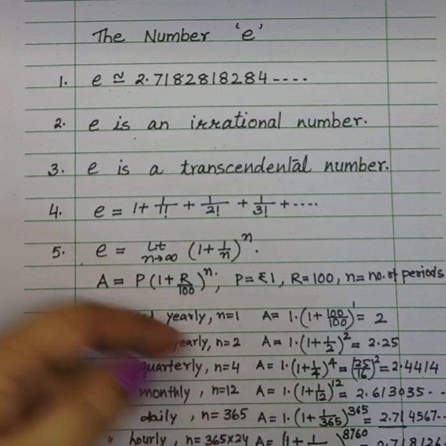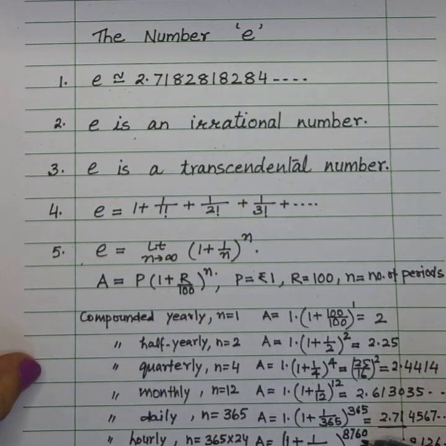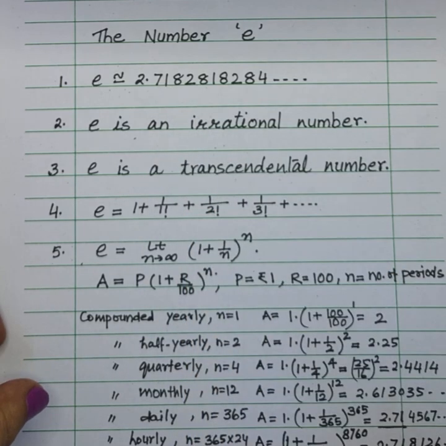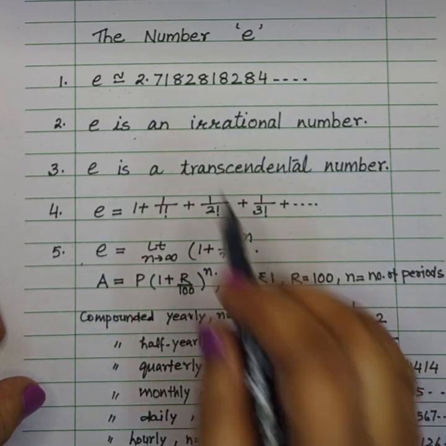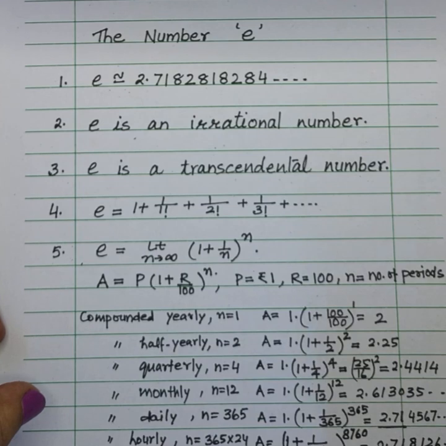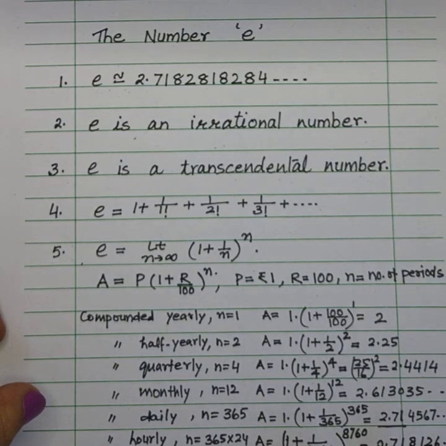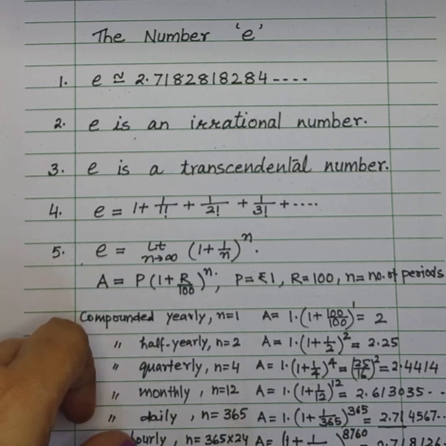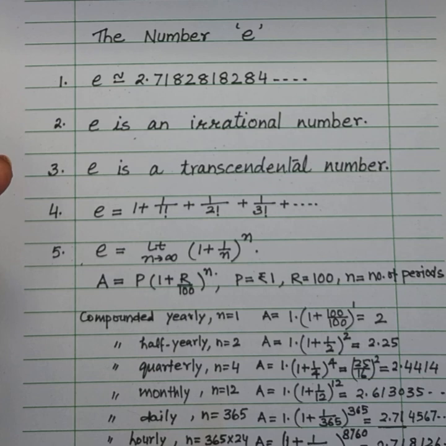So if I keep on increasing the value of n, I will get more same digits. Like instead of 4, I'll get 2.718, I have already reached, then 28182. So I have already reached up to 8. So when we increase the value of n, instead of hourly I can take every second.